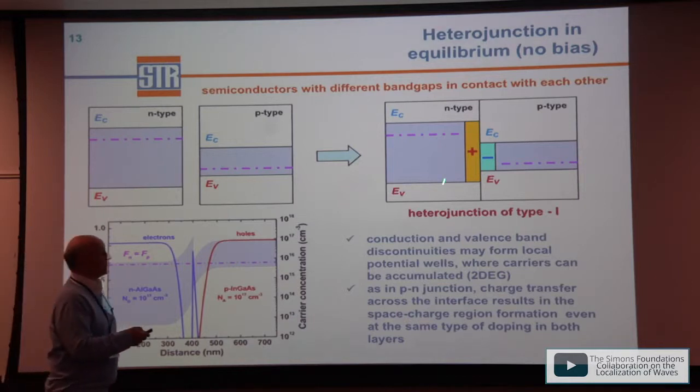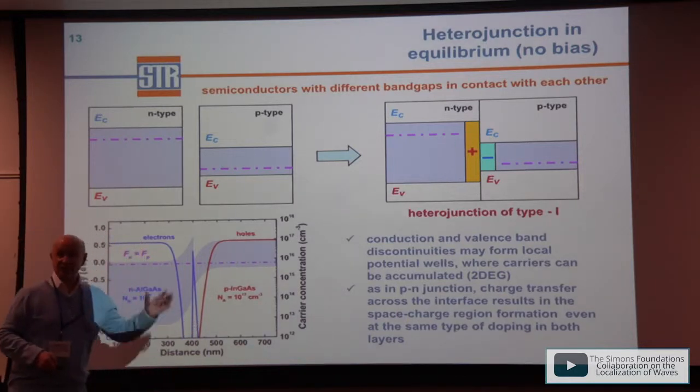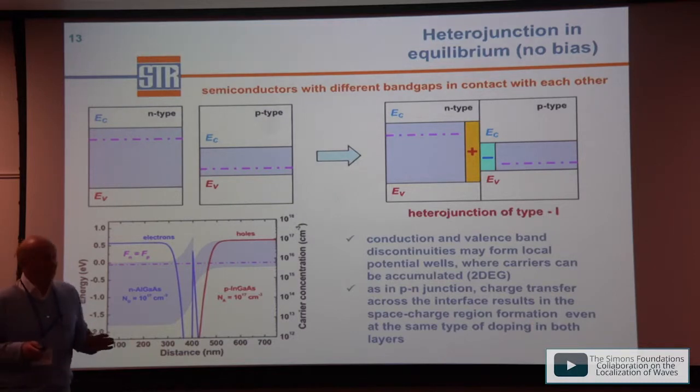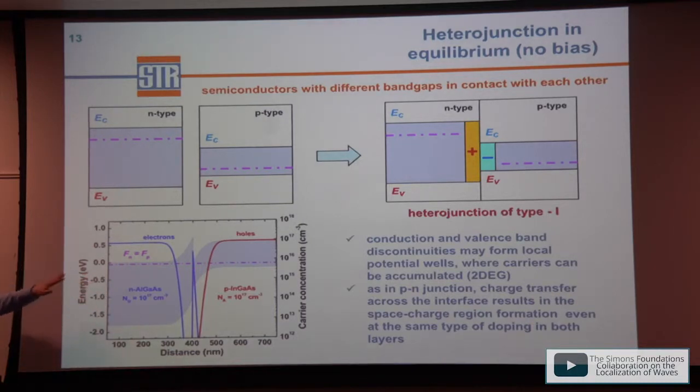Similar to the case of the p-n junction, we see the formation of the space charge region on both sides of the heterojunction, and this produces very specific band alignment in this heterojunction. Very specific because you can see here a local quantum well, and electrons can be captured in this local quantum well and form a two-dimensional electron gas. This two-dimensional electron gas has very high mobility, and this kind of heterostructure is used for high electron mobility transistors used for radio frequency applications.